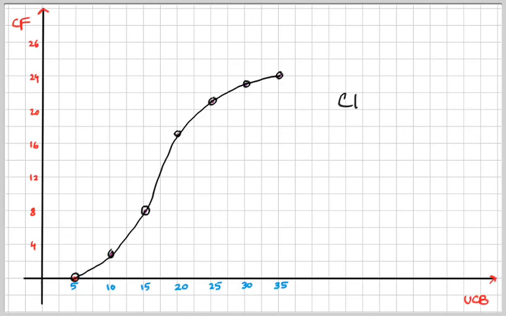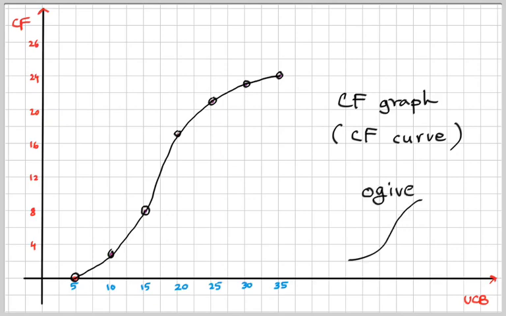So this is also a cumulative frequency graph, but since freehand joining is used, this is called a cumulative frequency curve. The name of this cumulative frequency graph is ogive. So this is like an S-shaped graph, and that's the characteristic of this.